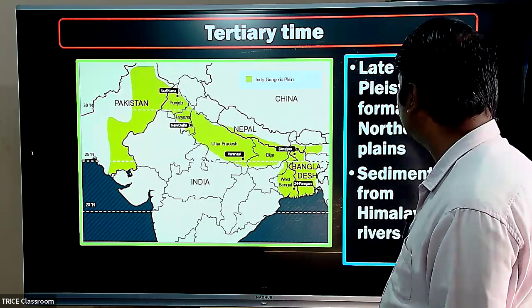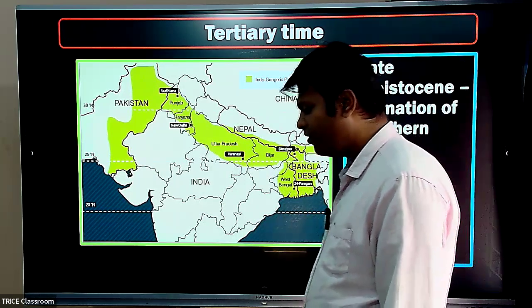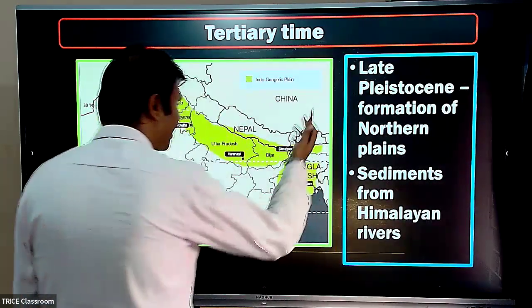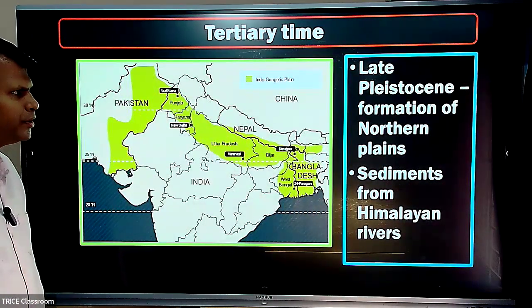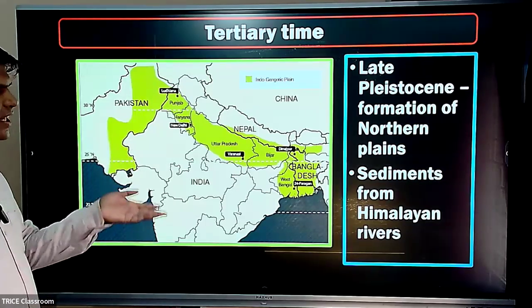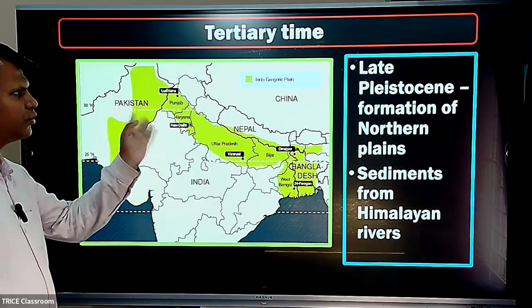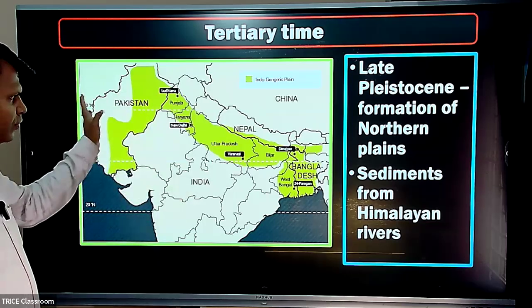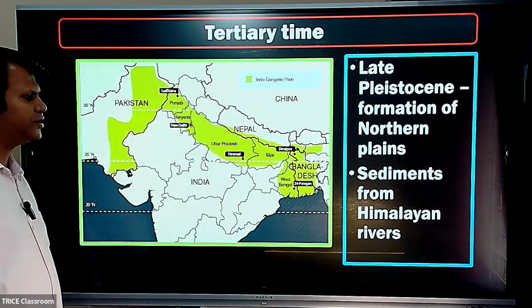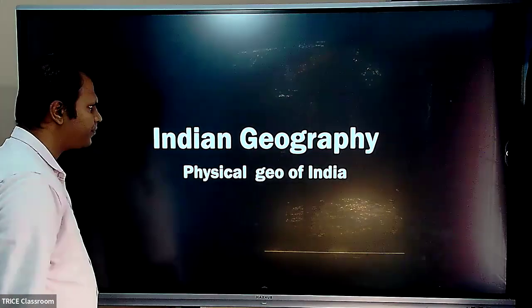After the formation of the Himalayas, that is the Shivaliks, you will find Shivaliks itself was formed during the Pleistocene period. So after the formation of the Shivaliks, you find the formation of the northern plains. In the late Pleistocene period, you will find the sediments of the Himalayan rivers forming the northern plains, right?